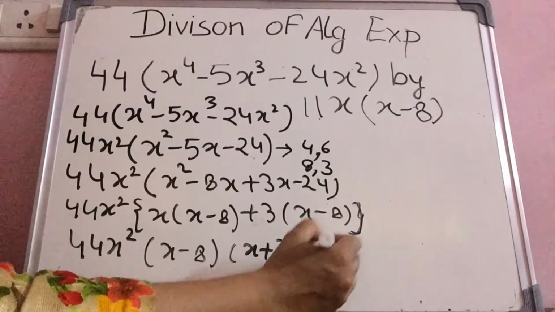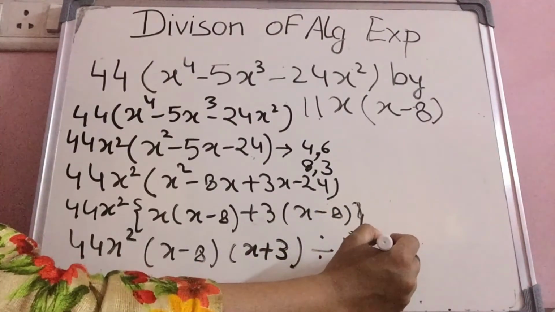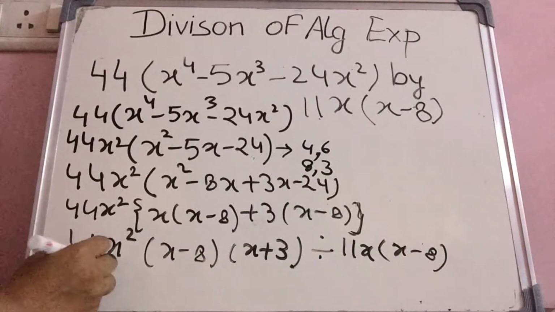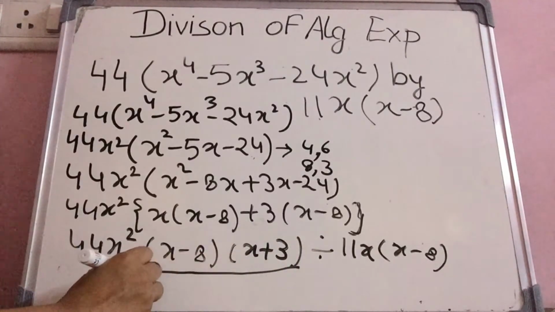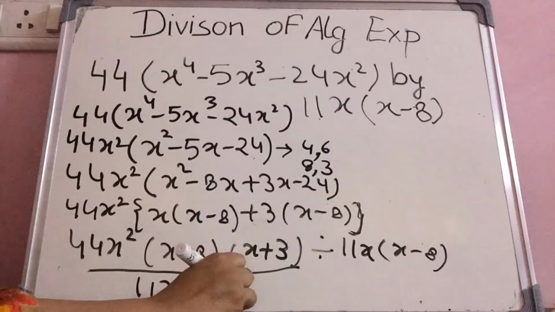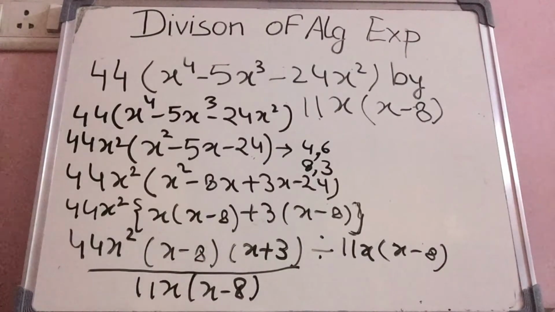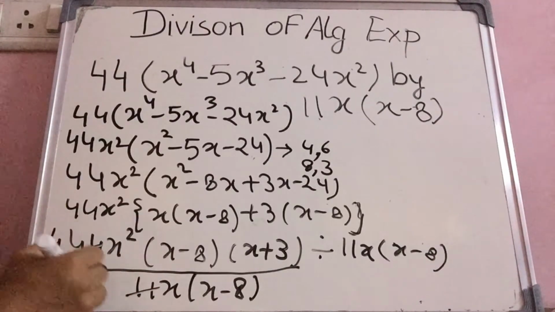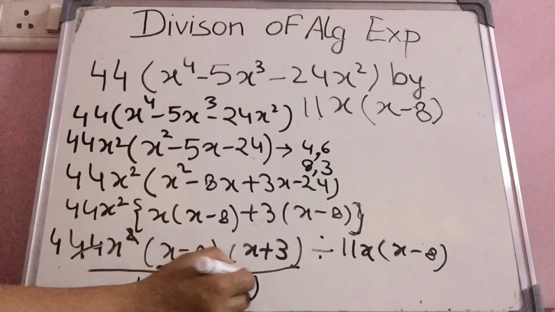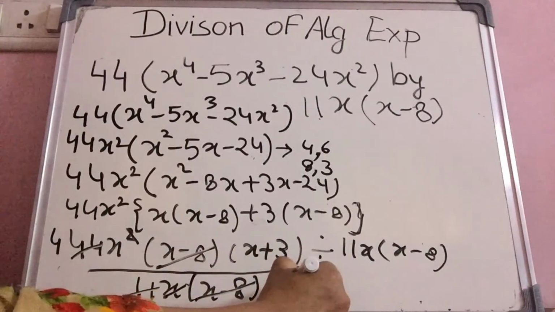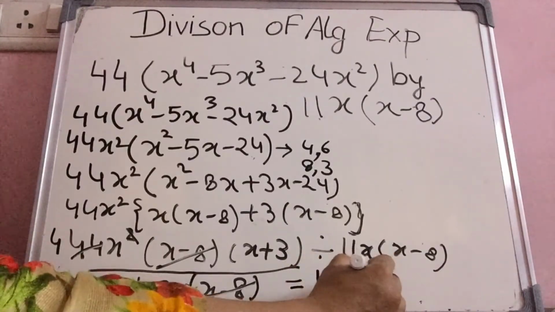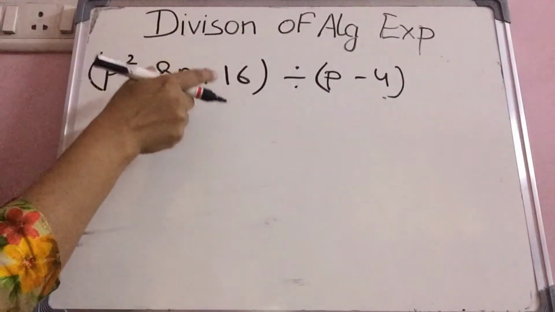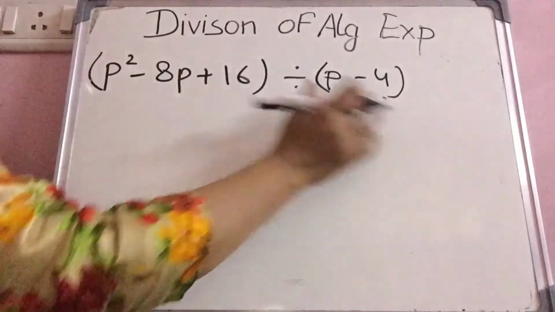We have to divide it by 11x, x minus 8. We can write it over here below this as denominator because we have to divide it. So what we will do, we will cancel the common terms. 11 times 4 is 44, x, 1x, x minus 8 cancel. So the answer will be 4x, x plus 3.